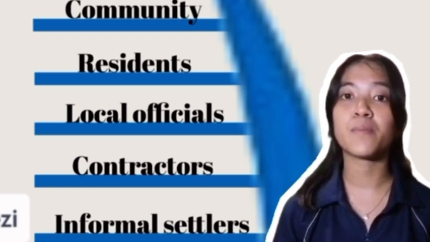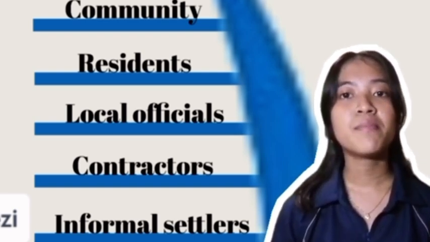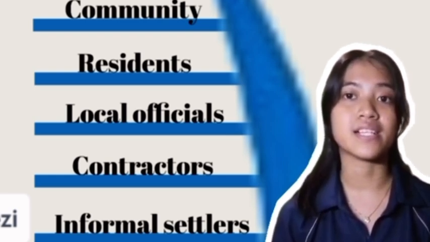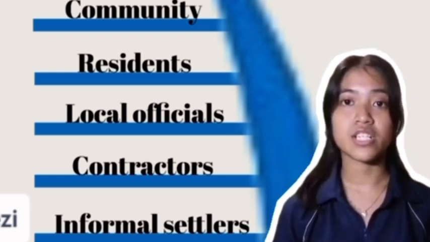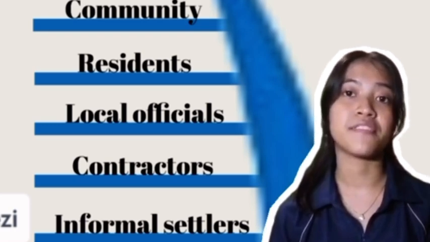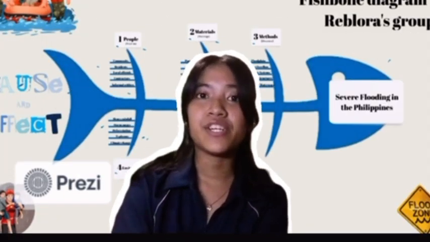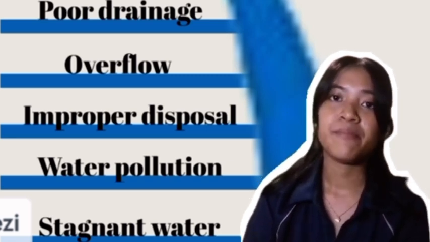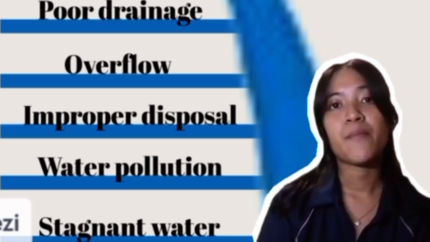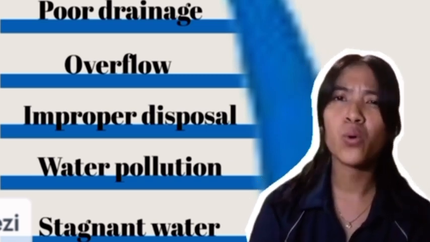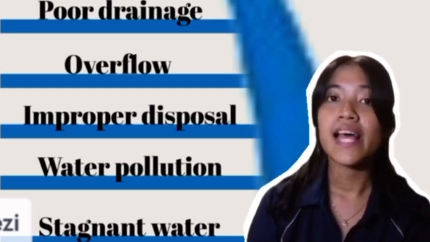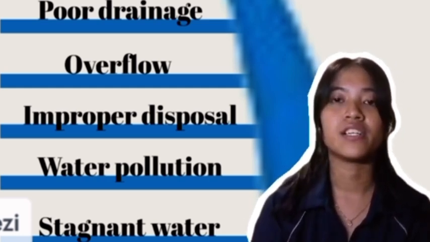Lastly, we have informal settlers. Informal settlers often live near rivers or canals. Their houses and trash can block waterways and cause flooding. Next is materials. Insufficient or outdated drainage system. Many drainage systems are too small or old for today's heavy rains. Because of this, they cannot handle large volumes of water.